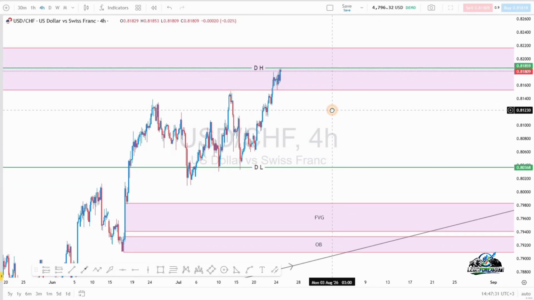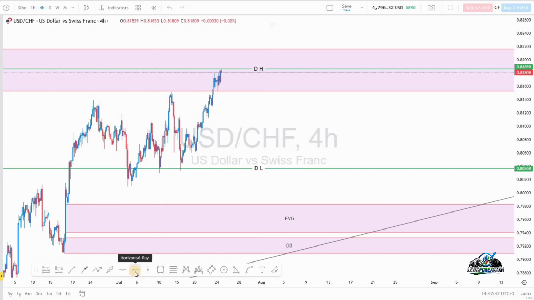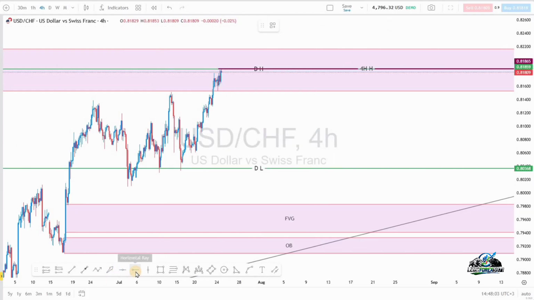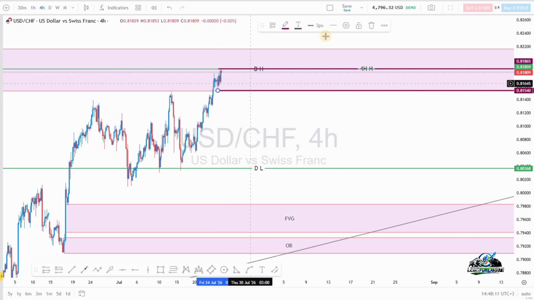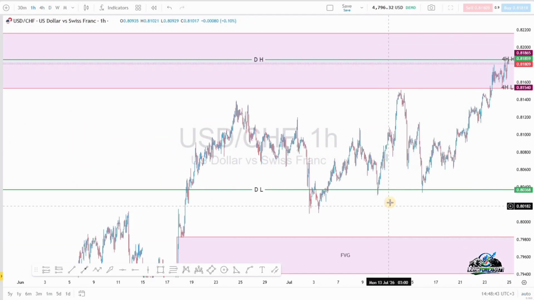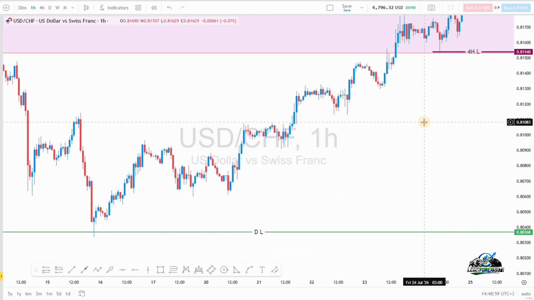So after knowing that, we have to remove that breaker block because it has already been mitigated, and we are waiting for the reaction above the 4-hour high and the 4-hour low. So we are waiting to see if the market goes up or down. When it breaks to the downside, we go bearish, and upside we go bullish. Okay, so this is our 1 hour time frame.